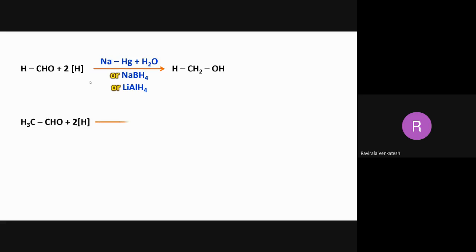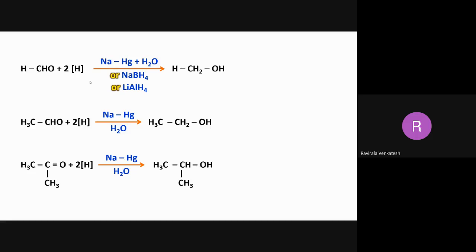The same reaction you can also do with other reagents. Same methods we can use by using other reagents. What are the different reagents we can take here? Sodium amalgam in the presence of water is one reagent. Instead of hydrogen and nickel, you can take this reagent, or sodium borohydride or lithium aluminum hydride. These are the 3 different reagents you can take. That means lithium aluminum hydride, sodium borohydride, and sodium amalgam in the presence of water will give the same effects as in the previous case.